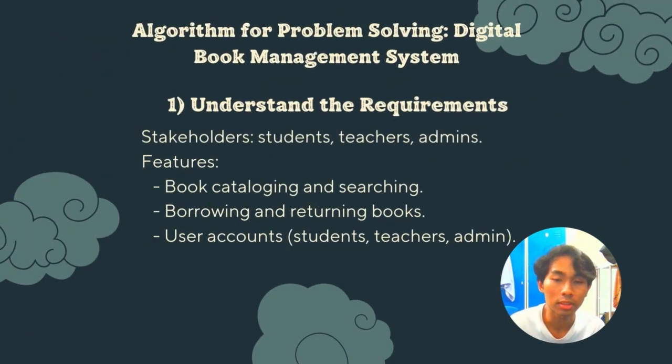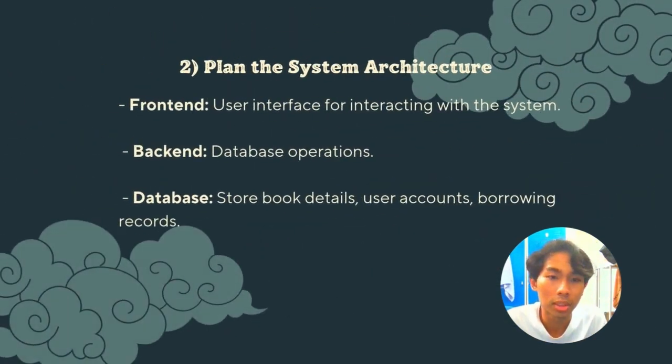Okay, moving to the next one, the algorithm for problem solving in the digital book management system. The first step is to understand the requirements. The stakeholders are students, teachers, and admins. The features of this website are book cataloging and searching, borrowing and returning books, and user accounts, which are students, teachers, and admin. Next, plan the system architecture.